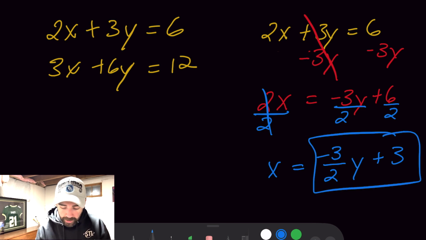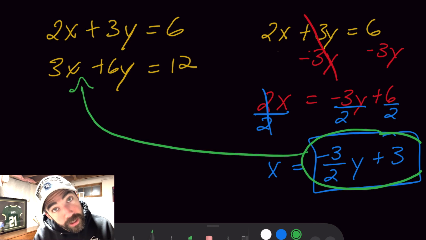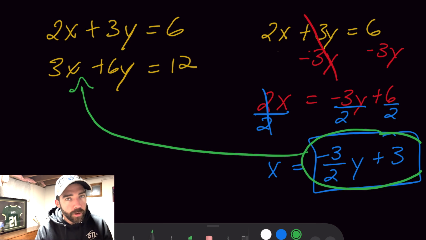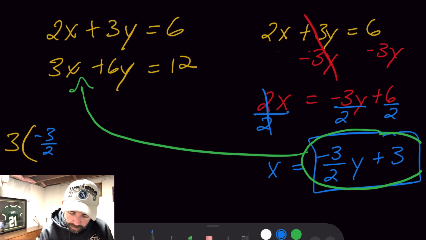So now we take what x equals. Let's take this value right here and plug it in for x into the other equation. We can't use the same equation. You have to use the other equation. So we're taking this x value and plugging it into our new equation. Our new equation is 3 times this guy, which is negative 3 over 2 y plus 3. I'm going to use the blue so it looks the same.